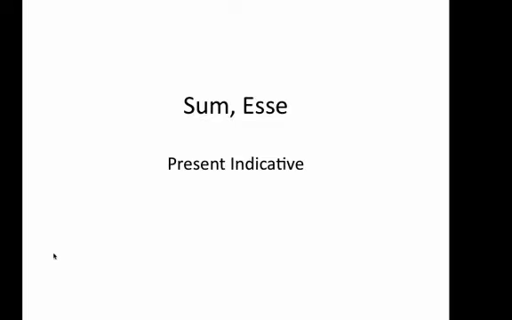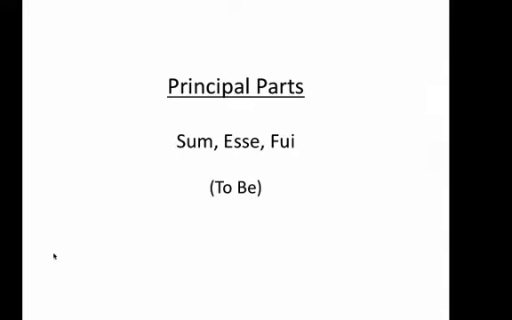Today we're going to learn about sum esse, which is our verb to be in Latin. And this is going to be our first irregular verb. And by irregular I mean it's not going to follow the pattern of endings that our first conjugation verbs previously followed. So here are the three principal parts of sum esse.